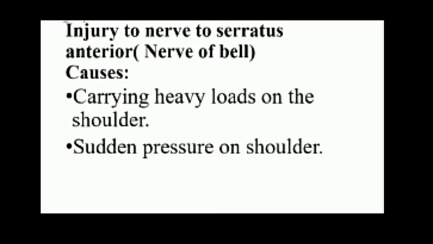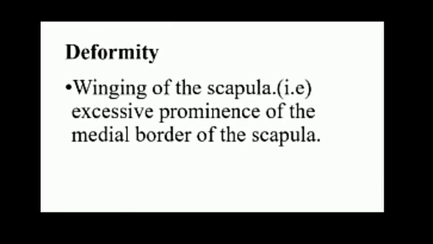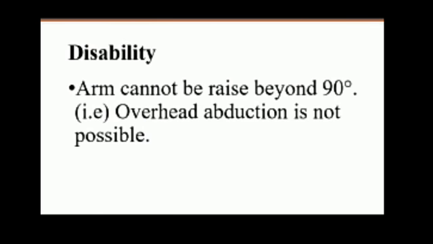Injury to nerve to serratus anterior, that is nerve of Bell. Causes: carrying heavy loads on the shoulder, sudden pressure on the shoulder. Deformity: winging of the scapula, that is excessive prominence of the medial border of the scapula. Disability: arm cannot be raised beyond 90 degrees, that is overhead abduction is not possible.